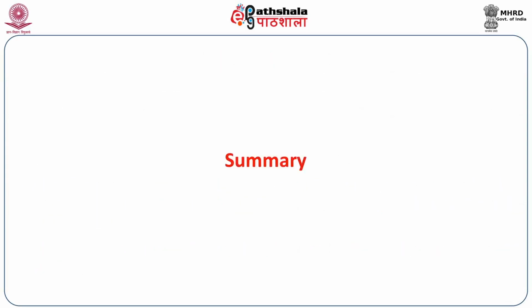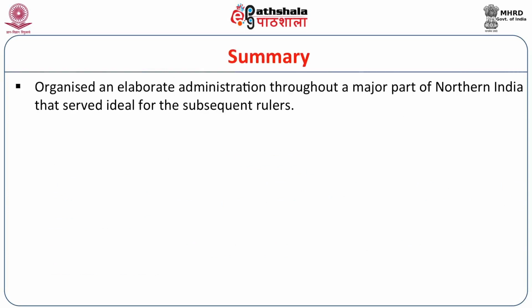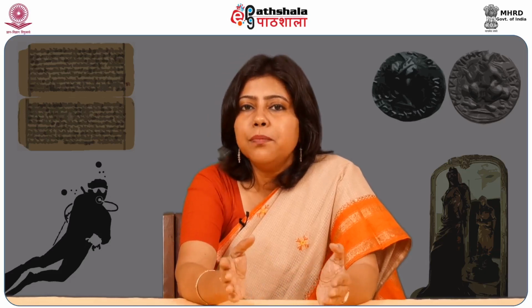Now we should conclude our lecture. The Guptas thus organized an elaborate administration throughout a major part of North India that served as an ideal for the subsequent rulers. For example, we can see the application of this model of administration by a local group of rulers in the Faridpur area of present Bangladesh, who adopted similar titles like the Gupta kings, who also adopted the names of the units like the Bhuktis, like the Vishayas. All these appear in the inscriptions of the local rulers from Faridpur district.